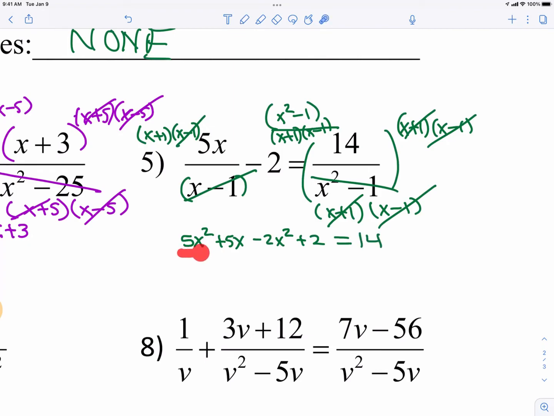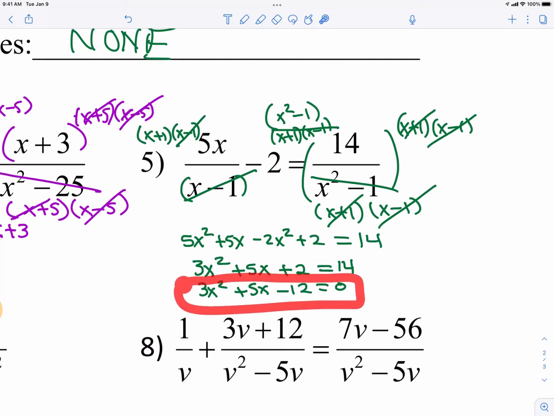Combining like terms, 5x squared minus 2x squared is 3x squared. Then you bring down your 5x, and then you have plus the 2 equals 14. And now let's subtract 14 from both sides. So we're going to get 3x squared plus 5x minus 12 equals 0. Now maybe we can factor this. 3x squared plus 5x minus 12.